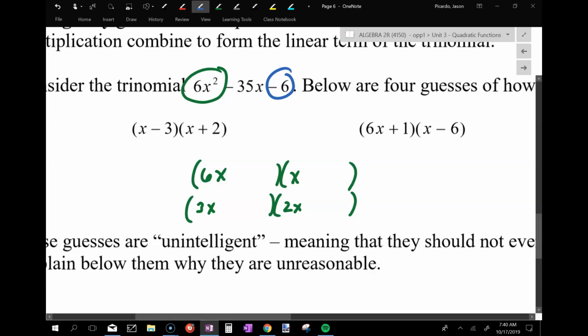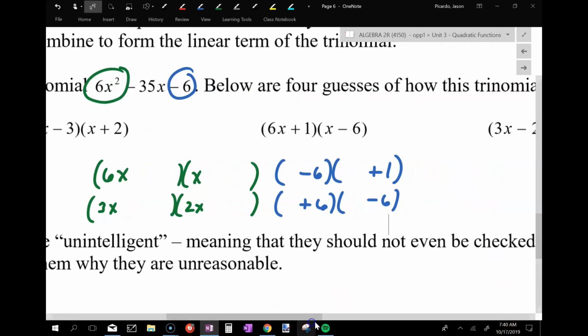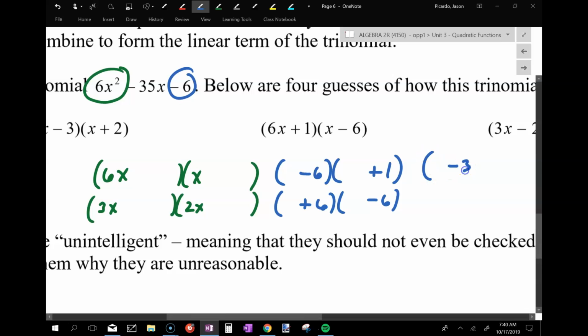Well, to get a negative 6, I either have that and that. Does that give me negative 6? Or I have that and that. Does that give me a negative 6? Yeah. And, oh wow, there's more. This and that gives me negative 6. Or I have that, and that gives me negative 6. Oh, no, yeah, sorry, 1. Thank you.